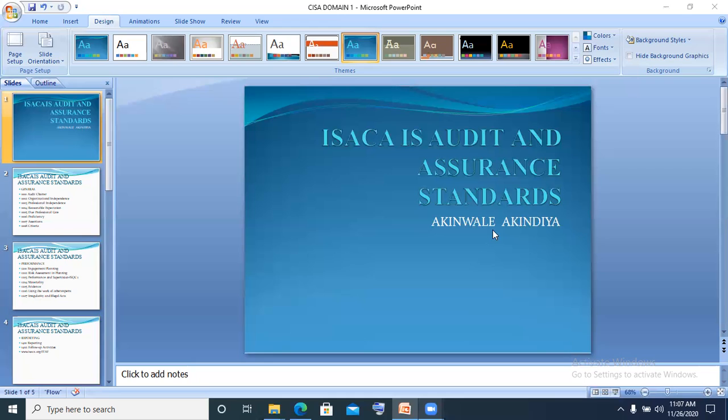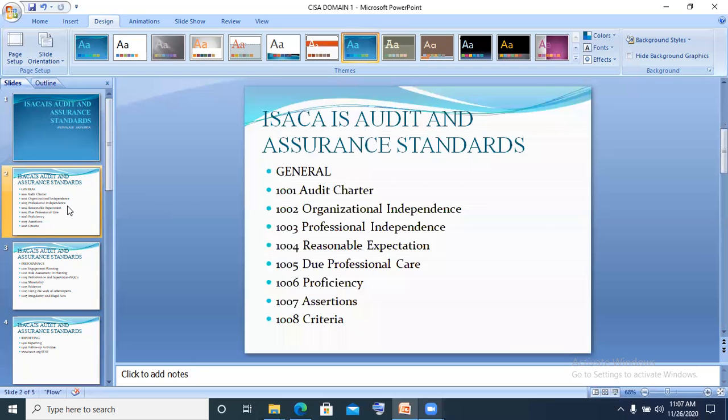Yeah, I always tell my CISA candidates that these auditing and assurance standards is the summary of CISA. Honestly, if you understand all the standards, you cannot fail the CISA examination. That is the truth. I can vouch for that. If you understand all the standards, that is the summary of what CISA is all about.